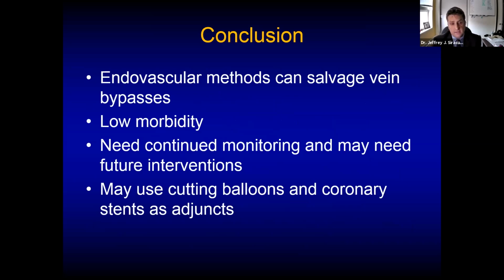So in conclusion, endovascular methods can salvage vein bypasses. There is low morbidity. Open surgical options still remain an option, and in some places are considered the first line still. There's need for continued monitoring and maybe future interventions. Cutting balloons and coronary stents may be useful as adjuncts to interventions to help improve patency.